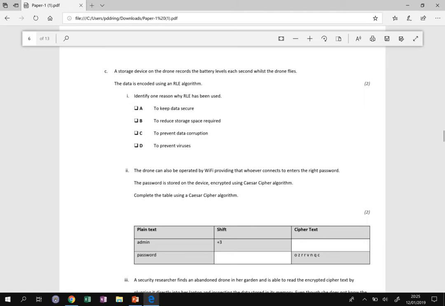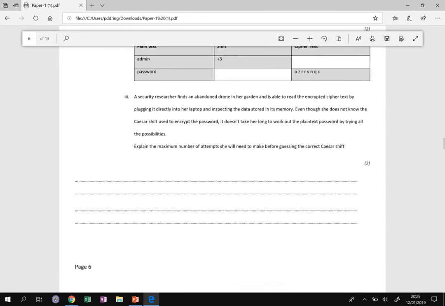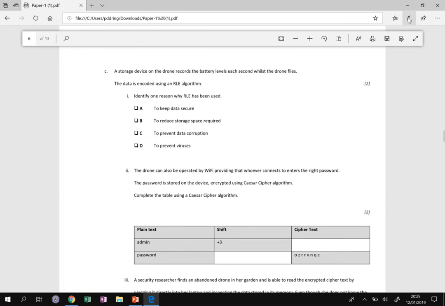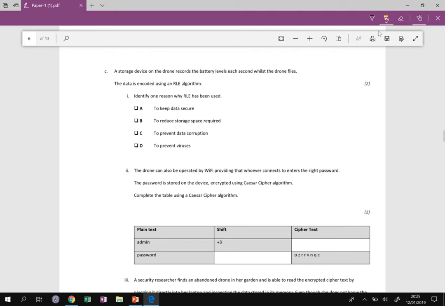Okay, so your challenge now is to read through question 2 part C and to have a go at each of these questions just here. Let's read through and have a look at the keywords. It says a storage device on the drone records the battery levels for each second while the drone flies. The data is encoded using RLE, run length encoding. So you'll need to go away and remind yourself how that works. You need to choose one of these to say why RLE has been used.